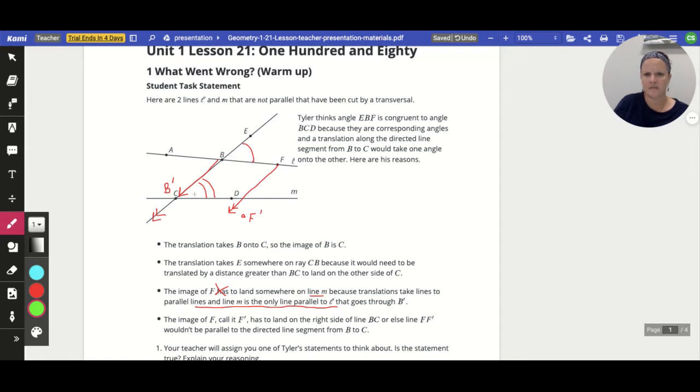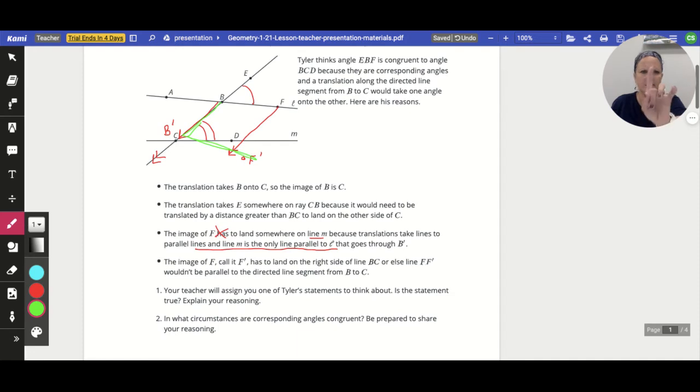EBF and BCD are not congruent. If we translated it, it would not be congruent, okay? When you translate, you do translate along a parallel line, but line L and line M have to be parallel for the angles to be congruent, okay? So we're just going to stop it right there. But let me double check there isn't something else that I want you to know.